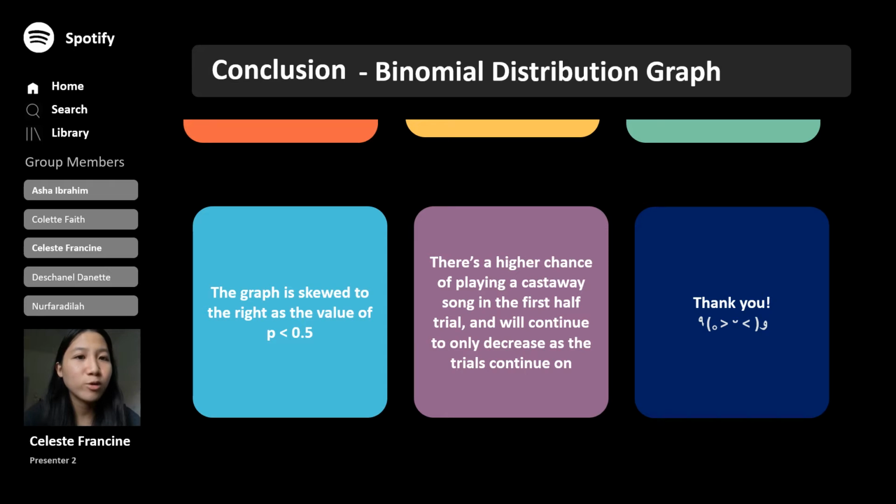As for our binomial distribution graph, we can confirm at first glance that the graph is skewed to the right, as the value of p is less than 0.5. Moreover, there's a higher chance of playing a Castaway song or songs in the first half of the trial, but it will only decrease as the trials continue on.